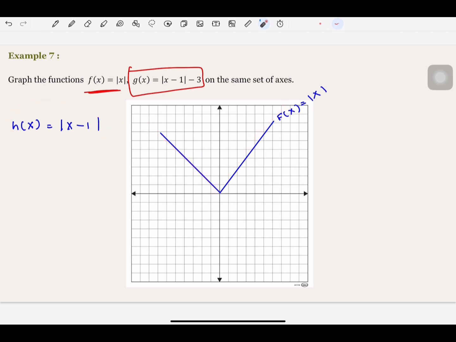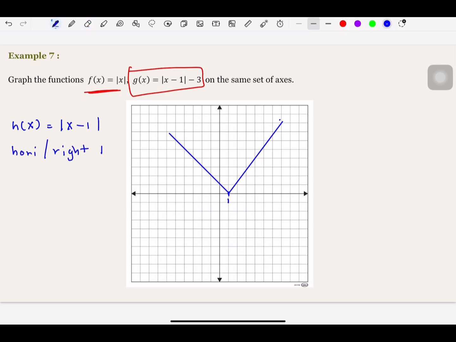It's because we know this is a horizontal shift, and this is going to be a right shift because you have minus 1, by 1 unit. So if you consider this origin, it's going to move right by 1 unit. So this origin should translate over here. So what I'm going to do is grab this graph and move that over here. So this is my h of x.